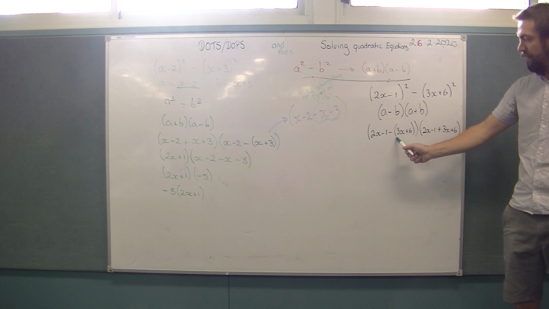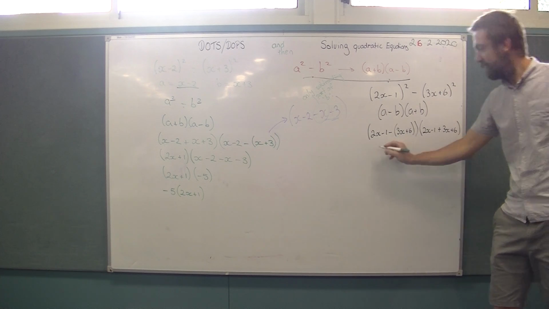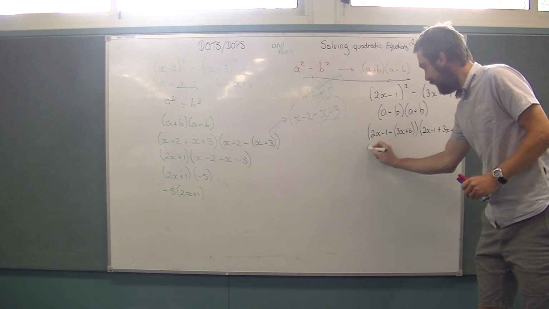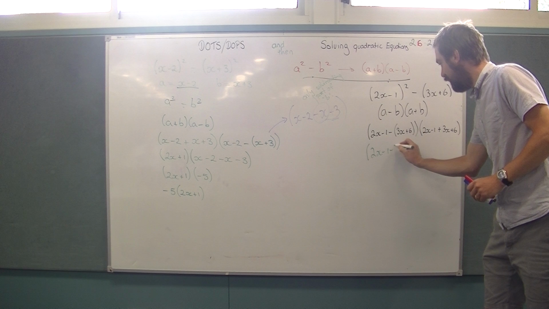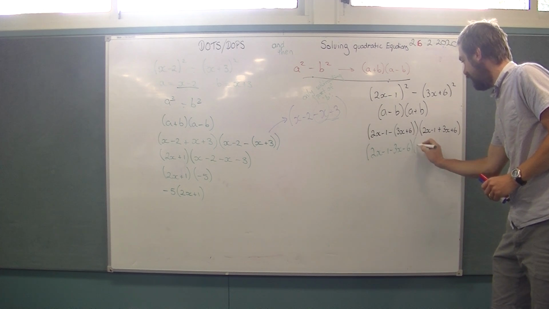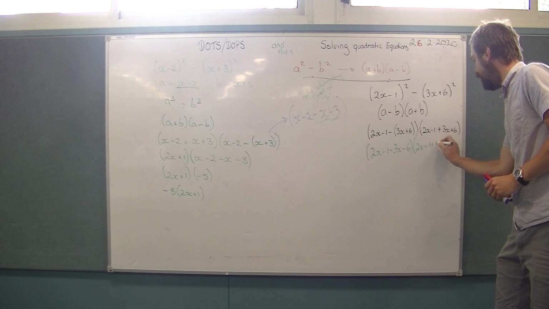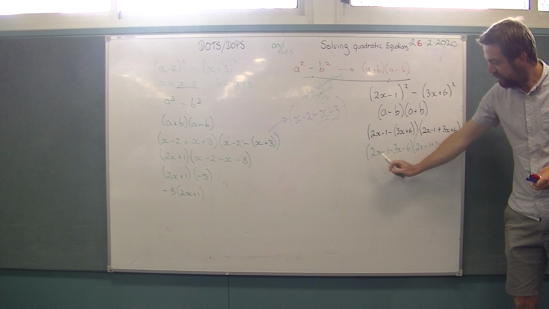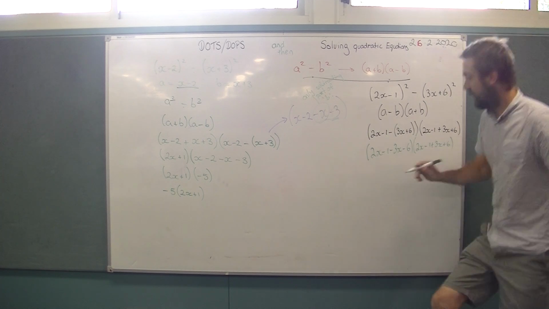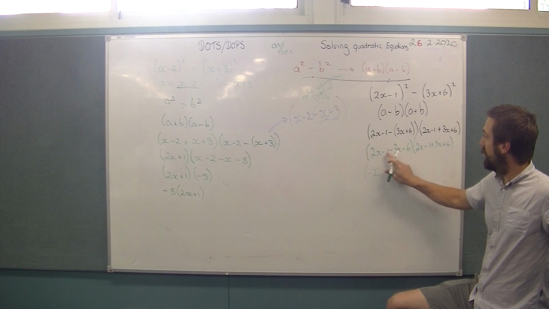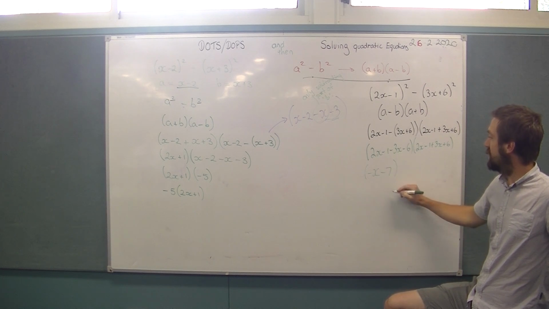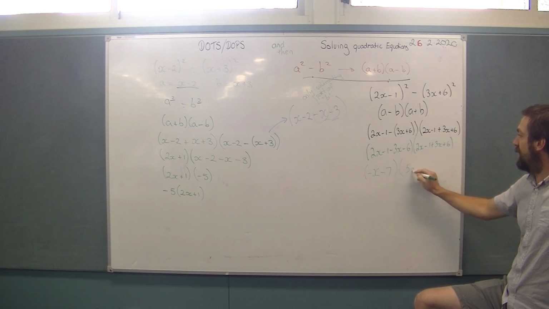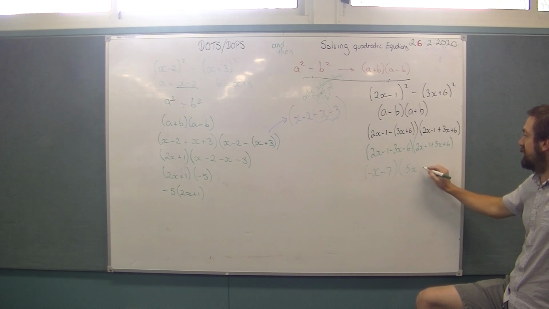So when I remove this bracket here, what's going to happen to the 3x? It becomes negative. What's going to happen to the 6? Also negative. 2x minus 1 minus 3x minus 6, and 2x minus 1 plus 3x plus 6. So let's gather our like terms. I've got 2x's here and minus 3x's there: negative x. Minus 1 minus 6 is minus 7. 2x's and 3x's, 5x. Minus 1 and positive 6.